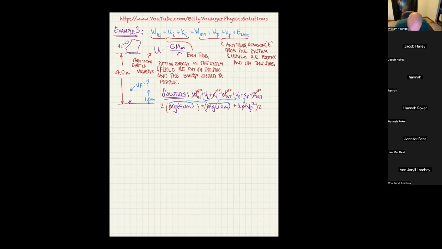So what I get is 2g times 4.0 meters is equal to 2g times 1.0 meters plus v final squared. I think you can probably make this out and see that I've basically got v final squared is equal to 2g times (4.0 meters minus 1.0 meters), like that.